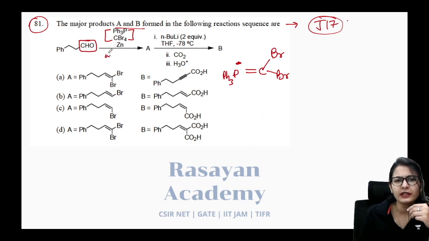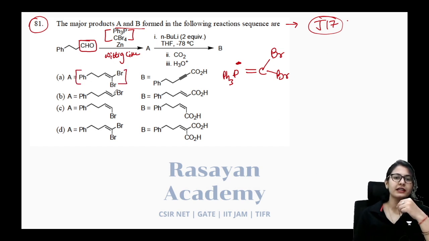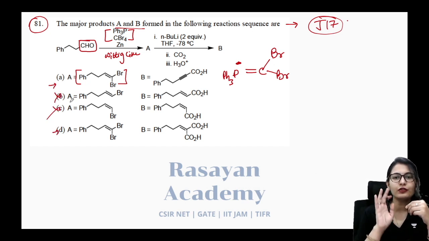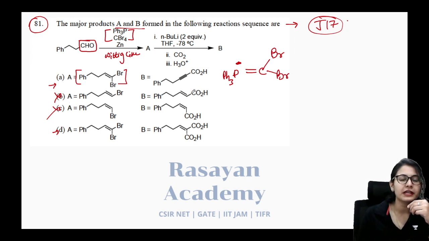It is just going to be the Wittig-like reaction. First step is just the Wittig-like reaction, and you are going to get this molecule. Okay, and it is present in option number A and option number D. Only the Wittig reaction has happened. Two bromines are there, they are going to stick.